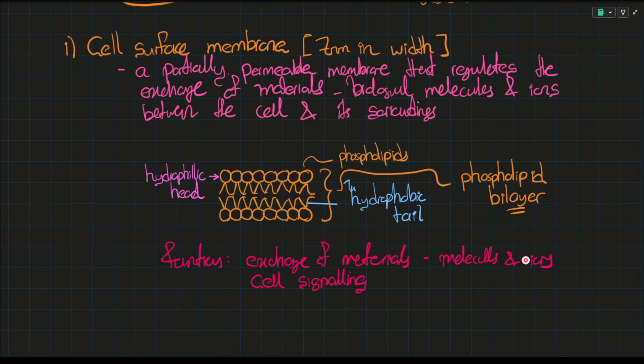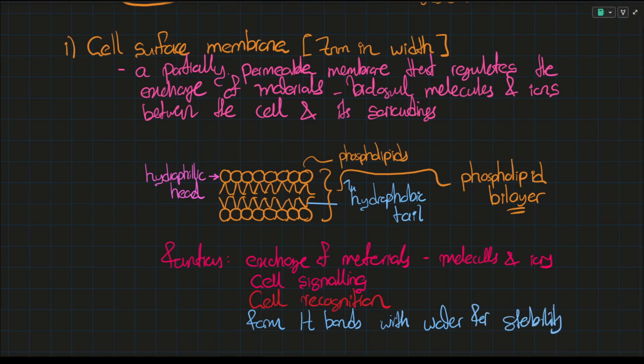Very simply put, cell signaling is where cells talk to each other. That's the idea. So there's something known as cell signaling, and that is one of the functions of the cellular surface membrane, as well as during this talking process, they can recognize each other as well. So cell recognition, and there's something interesting. The cell surface membrane can form hydrogen bonds with water for stability. Hydrogen bonding.